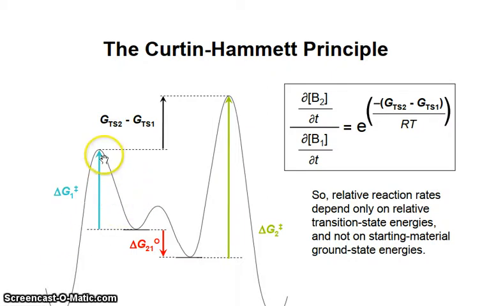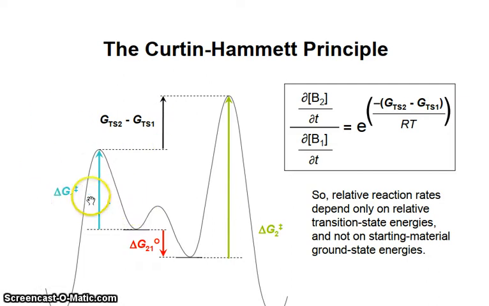There is a del G. You know this del G is free energy. So this one is your transition state. So del G1 hash, del G21, del G2 hash. So GTS2, transition state 2, minus GTS1, transition state 1. This is the difference. This is TS2, this is TS1, so this is the difference.